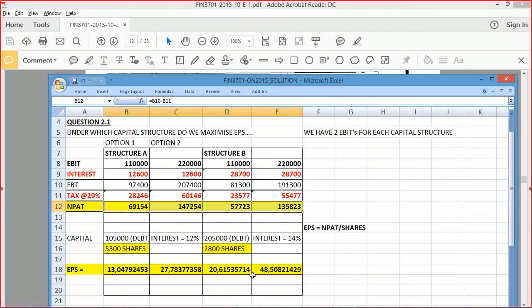Structure B is definitely better. Correct, and we would expect that. Why? Because there's more debt. Yeah. Okay, so always when there's more debt that's been introduced into the business, you would expect the earnings to increase. Yeah.